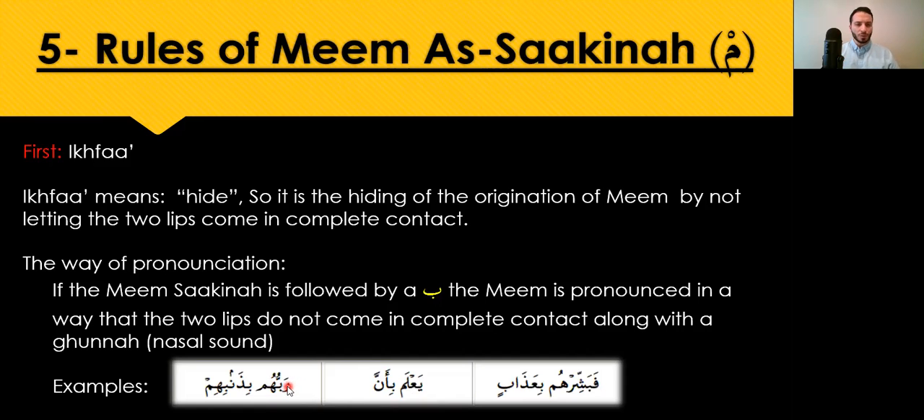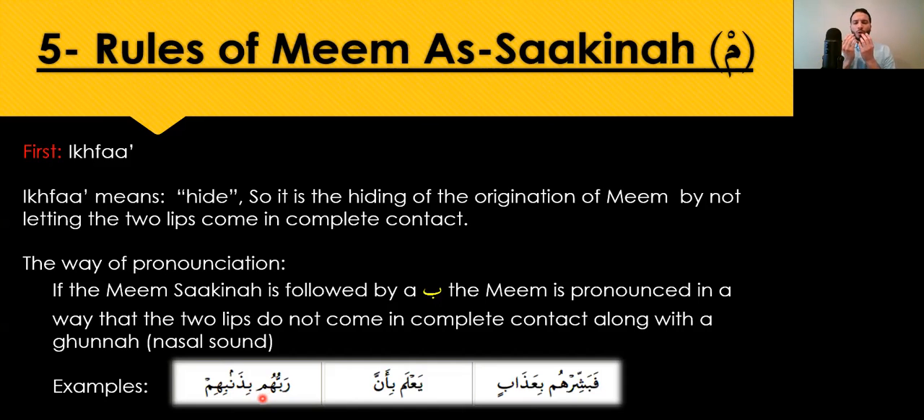Third example. Again, we're reading رَبُّهُمْ بِذَنْبِهِمْ. Now here it's just telling us replace the noon by Meem. This is one of the noon rules, which we'll learn later. So we're not concerned with that. We're concerned with this Meem. This Meem doesn't have any accents, movements on top or below. It's followed by ba. So I have to hide the Meem, and I have to let the sound come from my nose.